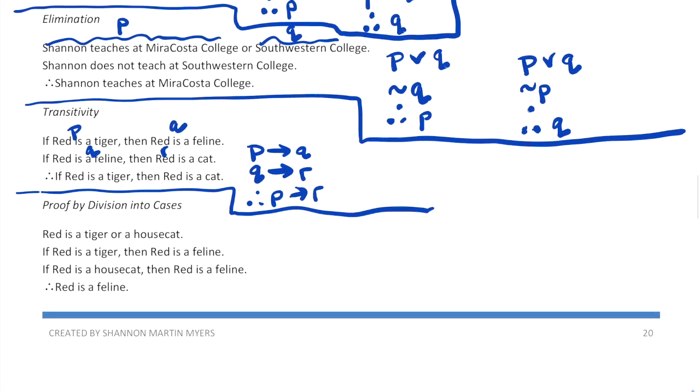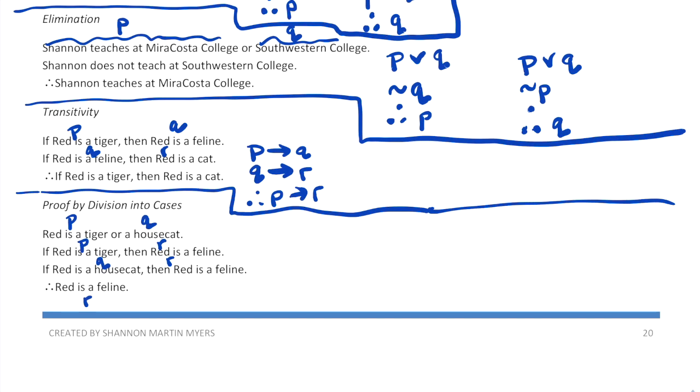And then if we go into division by cases, red is a tiger or a house cat, right? This could be our P, this could be our Q. If red is a tiger, then red is a feline. Well, so if P, then what? Some other R, some other thing. If red is a house cat, now we're back to Q, then red is a feline, right? So which one was red is a feline? That was R. Therefore, red is a feline, therefore R.